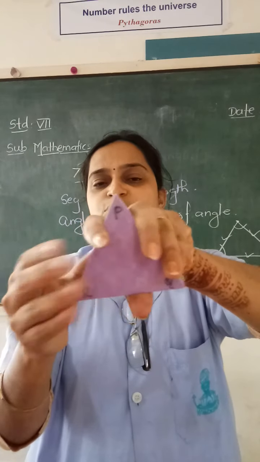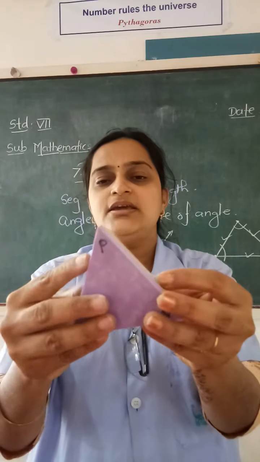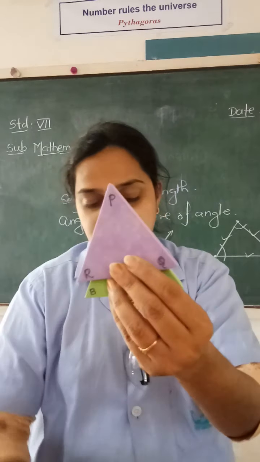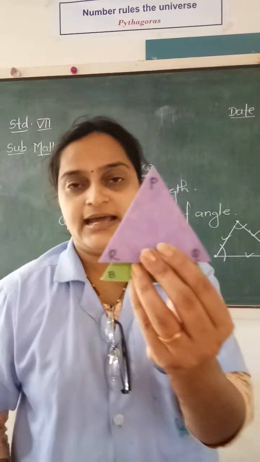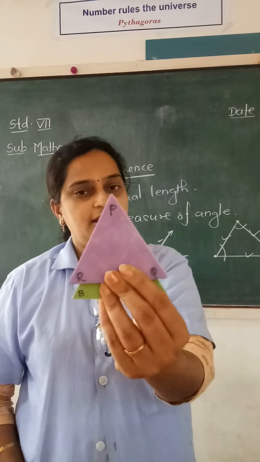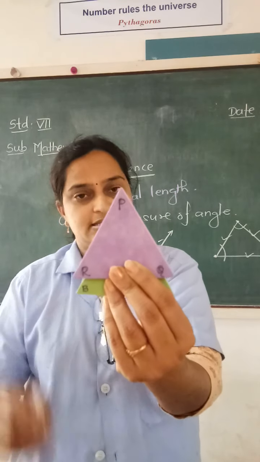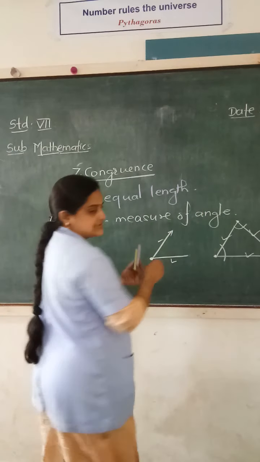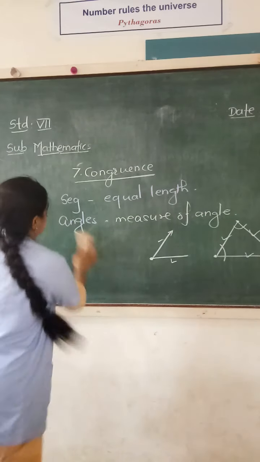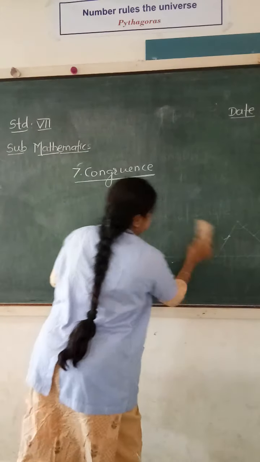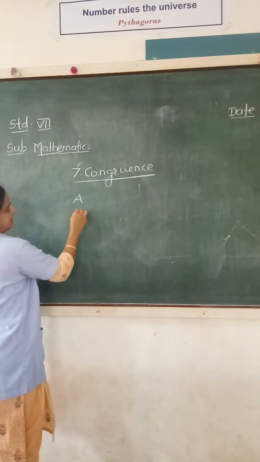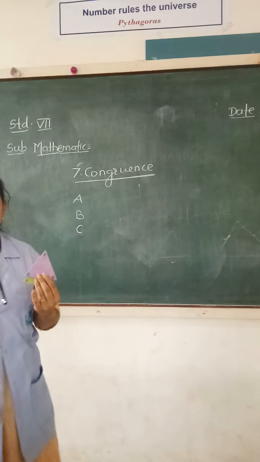If I place them on each other this way, now tell me which vertex matches. For correspondence of triangles, we write it in terms of vertices. Okay. So right now you tell me which vertex is corresponding to another one. I will write here for better understanding. The name of one triangle I will write first. I have the vertices A, B, C.